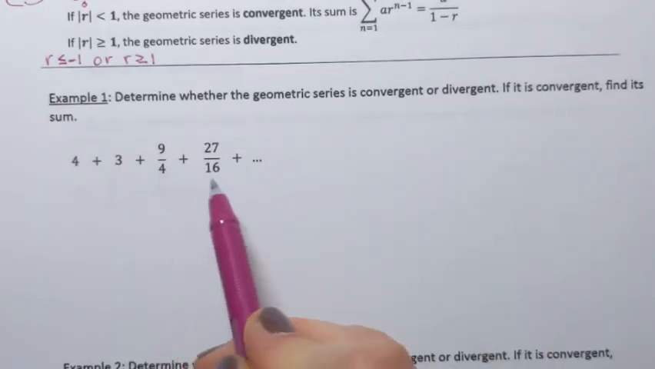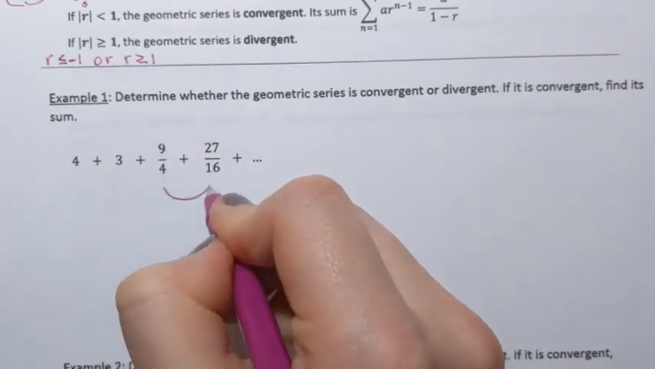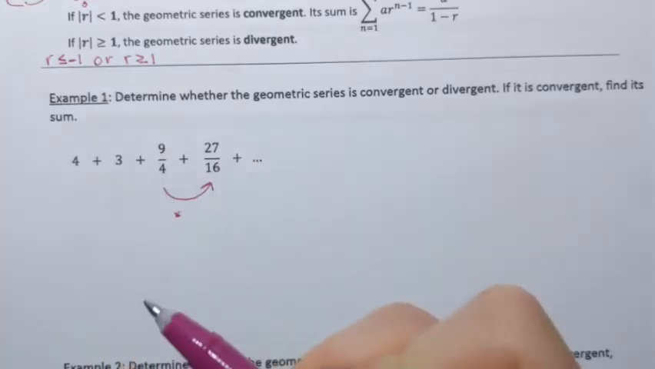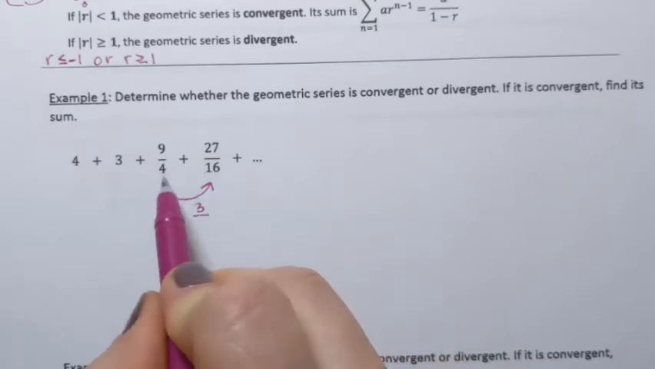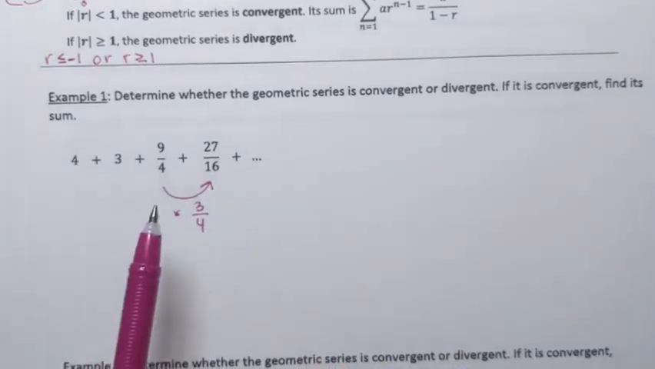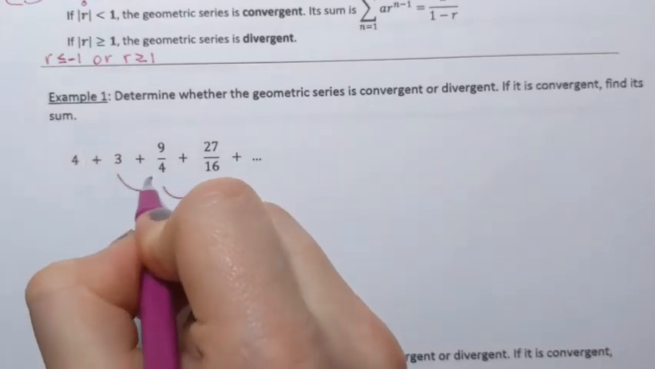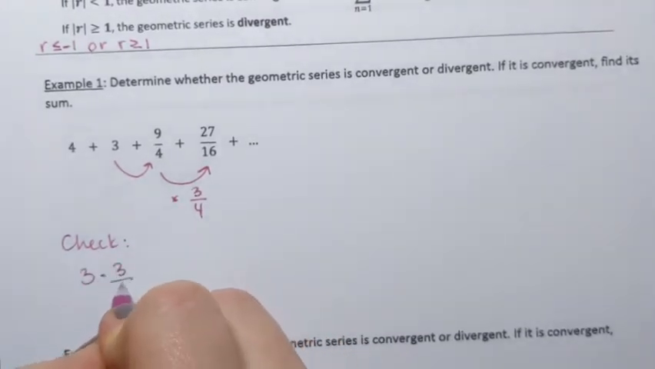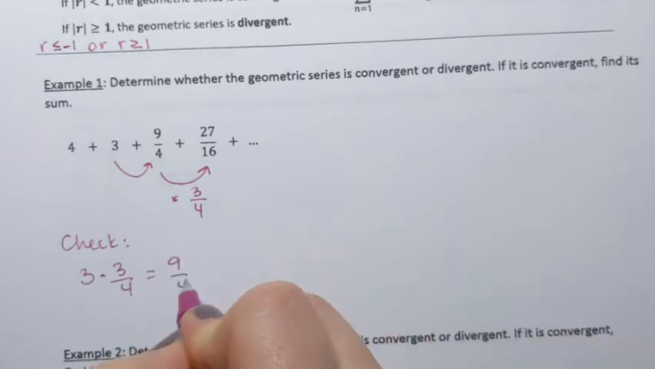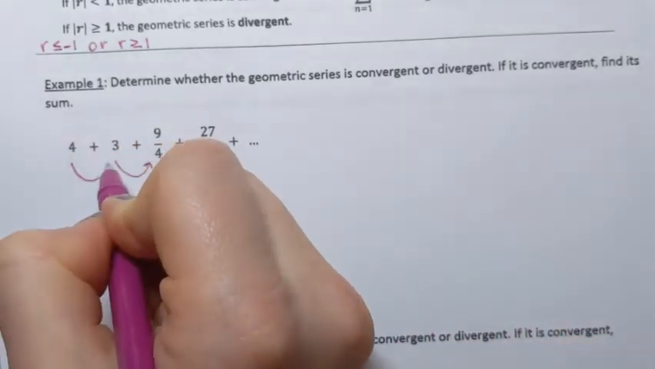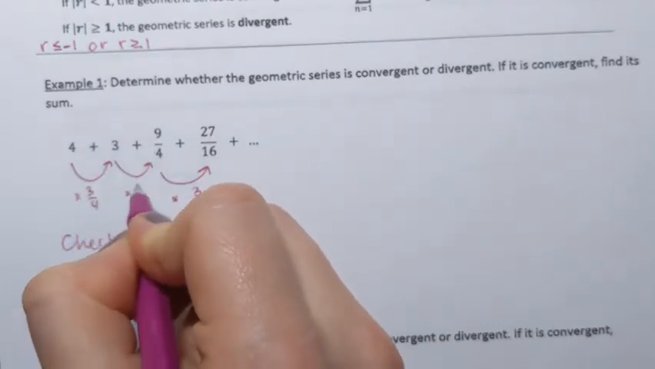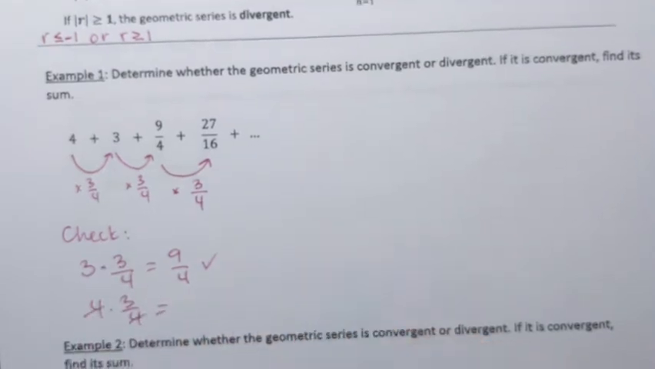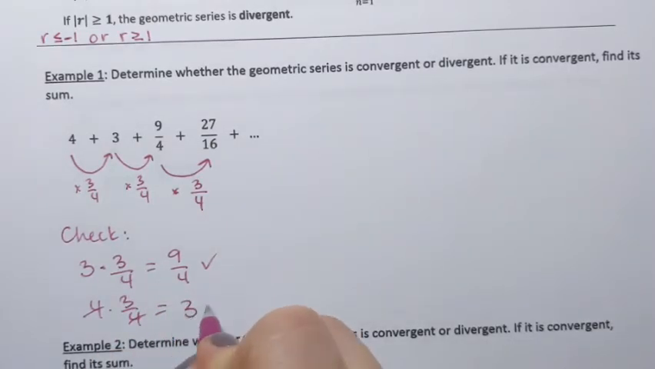27 over 16? Maybe that's going to be the easiest place to find that, when we look at two fractions. So 9 over 4 has to be multiplied by what to get 27 over 16? 9 has to be multiplied by 3, and then 4 has to be multiplied by 4, right? Let's confirm that with the other terms. So let's check. If I take 3 and multiply by 3 over 4, what will I get? Well, yeah, I'm getting 9 over 4. That worked. And then if I take 4 and multiply it by 3 over 4, will I get 3? 4 times 3 over 4, yes, 4 and 4 will cancel, and I'll get 3. Okay, that works.